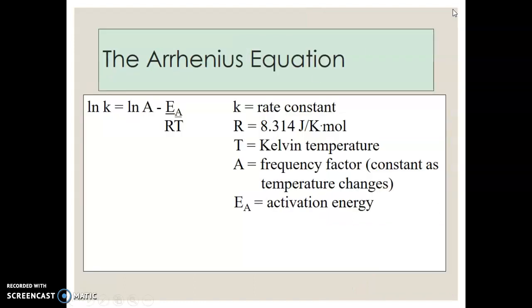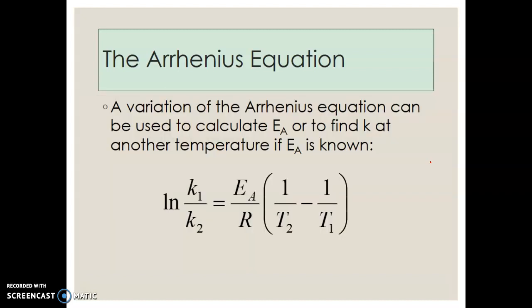So let's define the Arrhenius equation a bit further. The natural log of K is equal to the natural log of A minus EA divided by RT. So K is our rate constant. R is a constant. It's 8.314 joules per Kelvin times mole. T is your temperature, but it has to be in Kelvin. And then A is a frequency factor. It's constant as the temperature changes, and this would be given to you in a problem. And then EA is our activation energy.